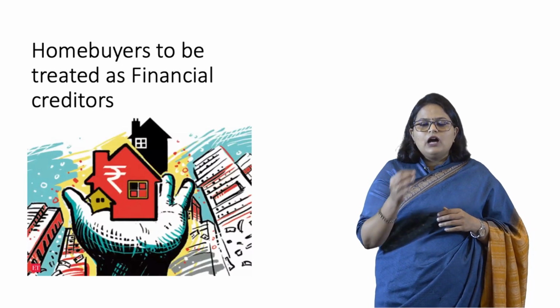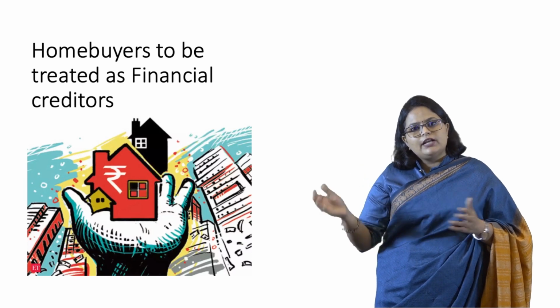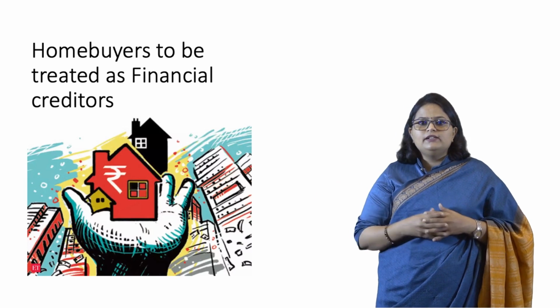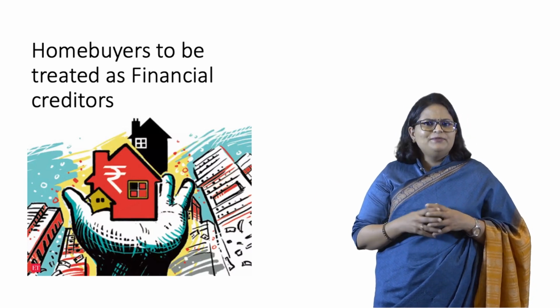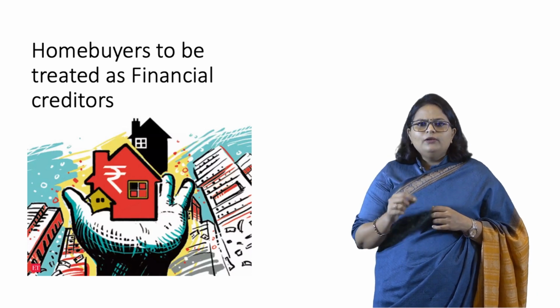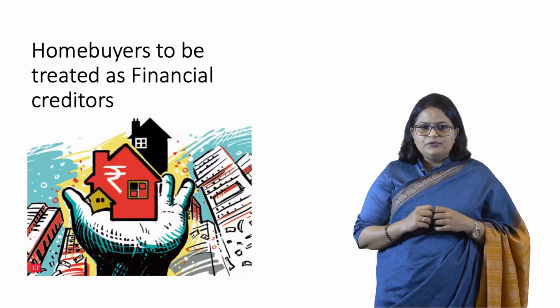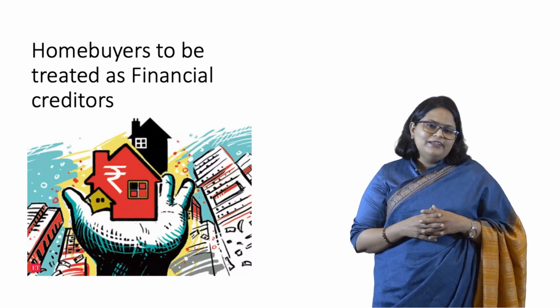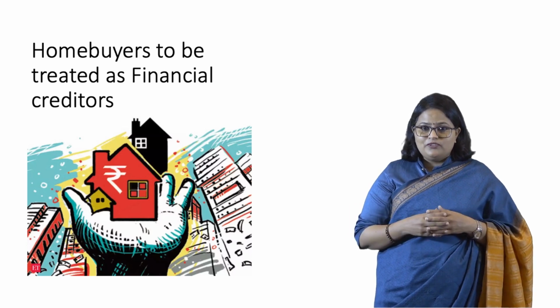Some of the important amendments brought in the years 2018 and 19 are: first, now the home buyers are to be treated at par with financial creditors, which means that even home buyers can initiate insolvency proceedings against defaulting builders. Additionally, they will also have representation on the COC and a guarantee to receive a certain amount if the real estate company goes into liquidation.